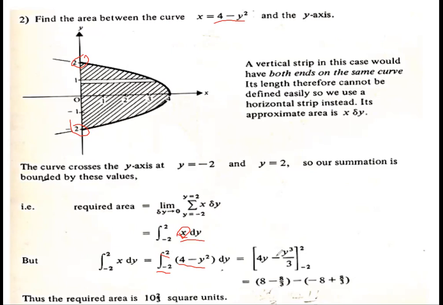So you integrate that, you get that, and then you substitute 2 and -2. Substitute 2, you get that. Minus, and then you substitute -2 there again, and you get that. And when you evaluate it, you get 10 and 2/3. Follow that? So in the first case, it was the graph and the x-axis. In this case, you have it between the graph and the y-axis.